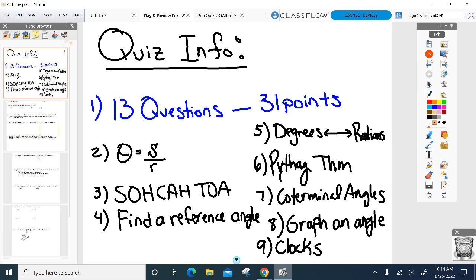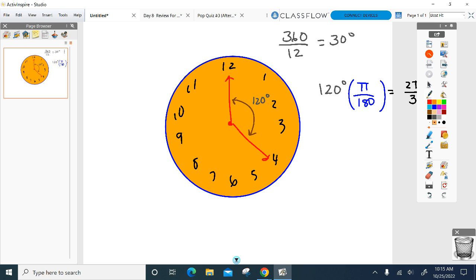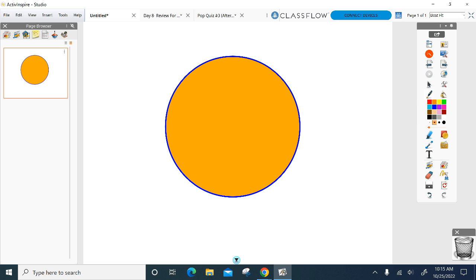Jake! Clocks. You got it, boss. You tell me what time. 3. I'm not doing 3 o'clock. That's 90 degrees. 5. 5 o'clock. All right, let's do 5 o'clock.